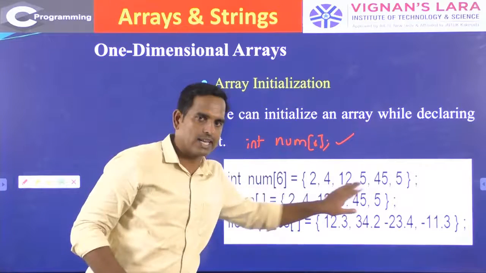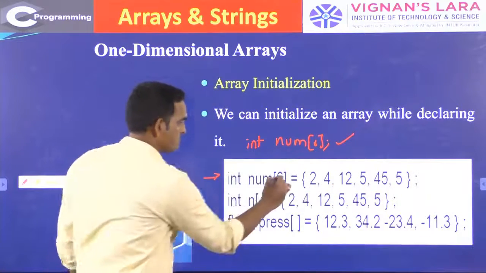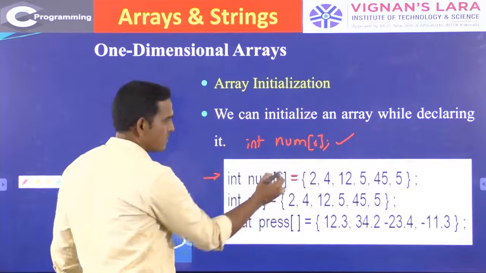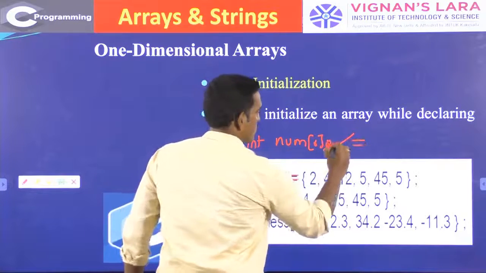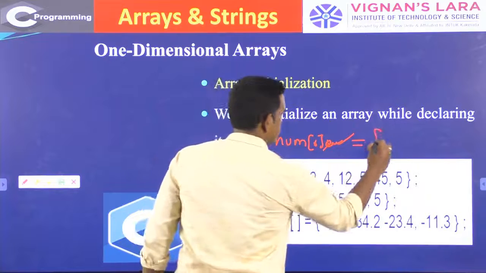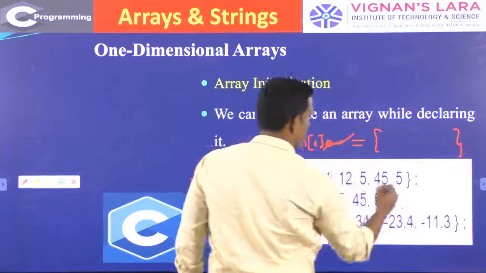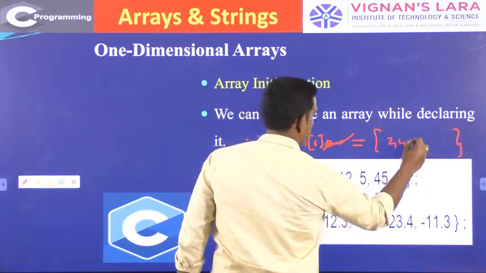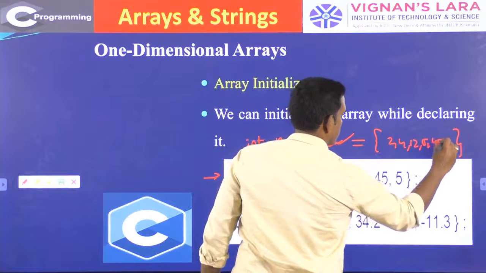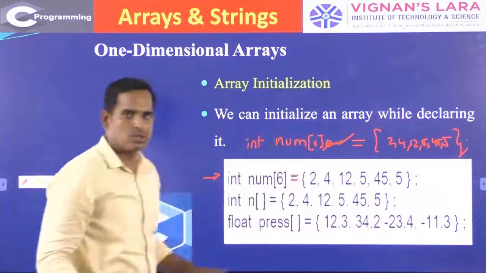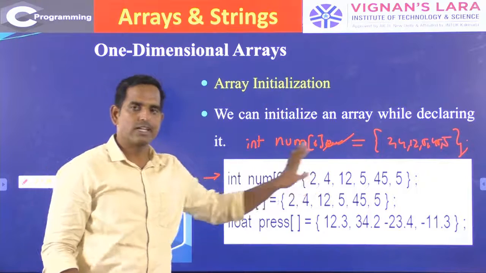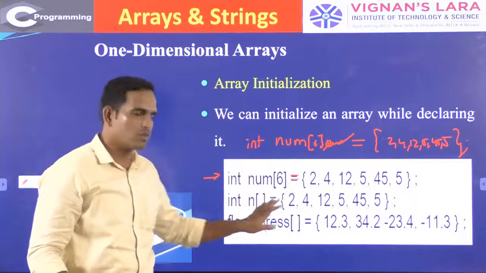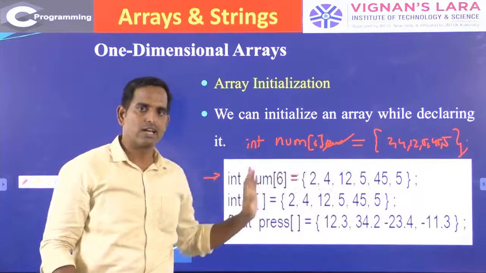But if you can initialize like this, you can do. That is, while declaration itself, you have to give an assignment statement, then inside the curly braces you have to give the set of values. That is 2, 4, 12, 5, 45 and 5 like this. You can do the initialization of this array in this manner also.